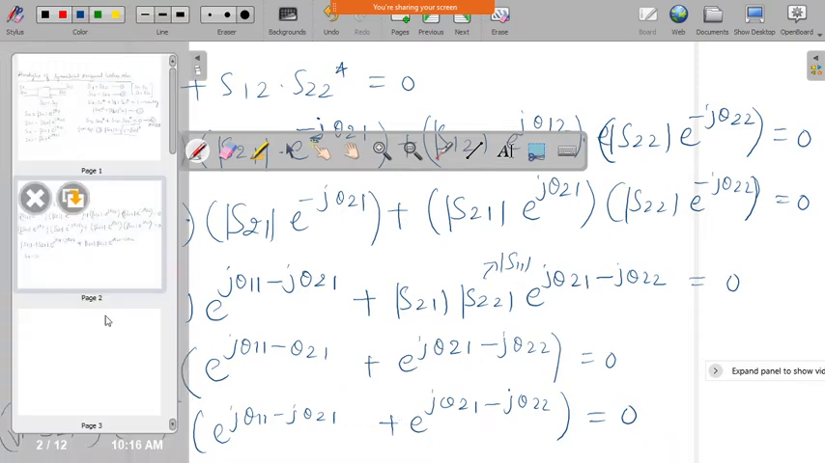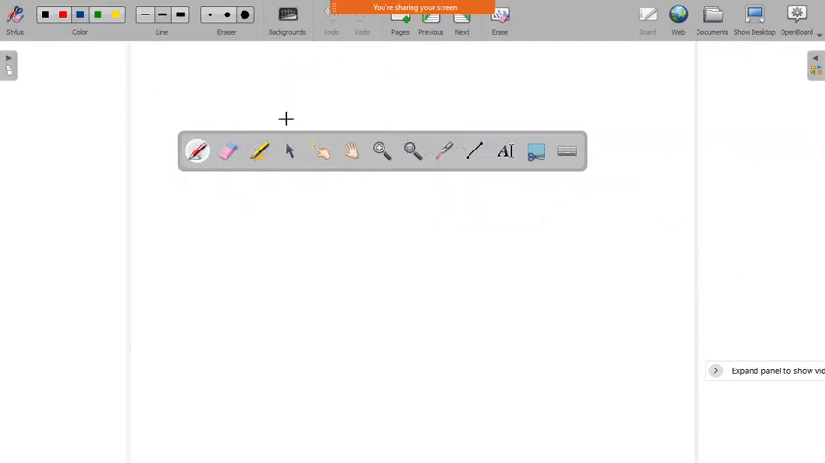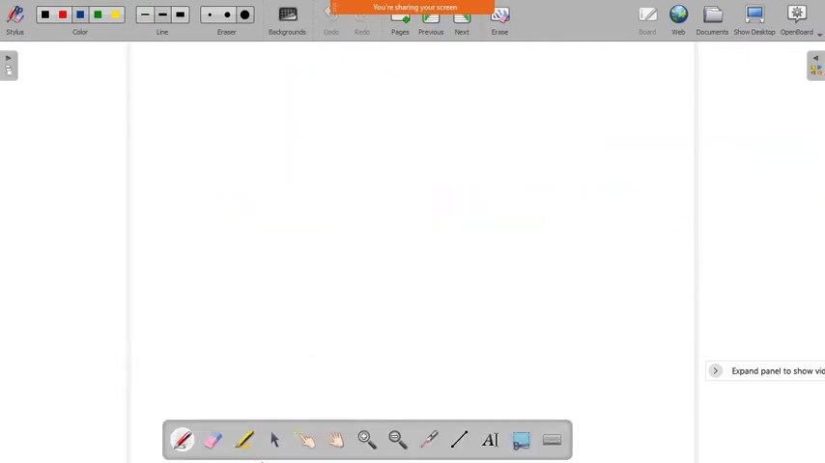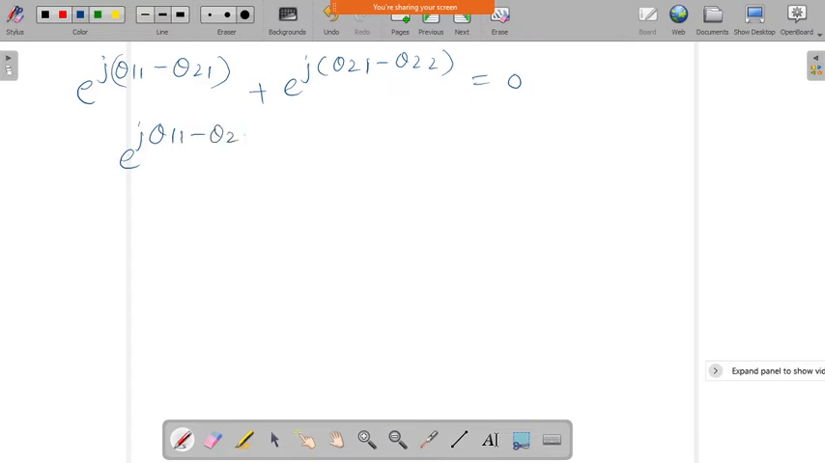then we have an equation in terms of theta. So e power j theta 11 minus theta 21, plus e power j theta 21 minus theta 22, is equal to 0. Now if I send this to that side, we get e power j theta 11 minus theta 21 equal to minus e power j into theta 21 minus theta 22.